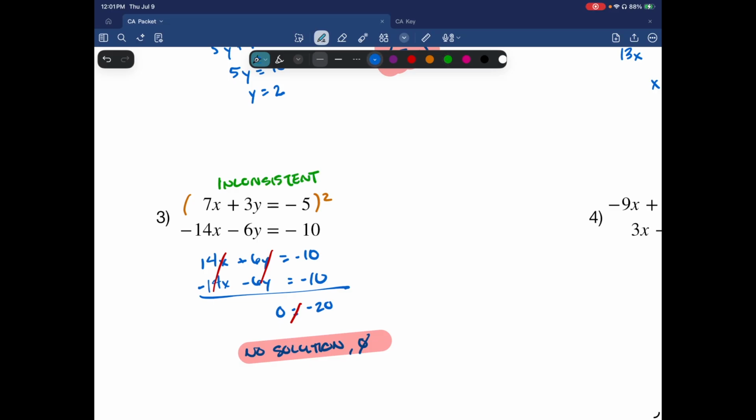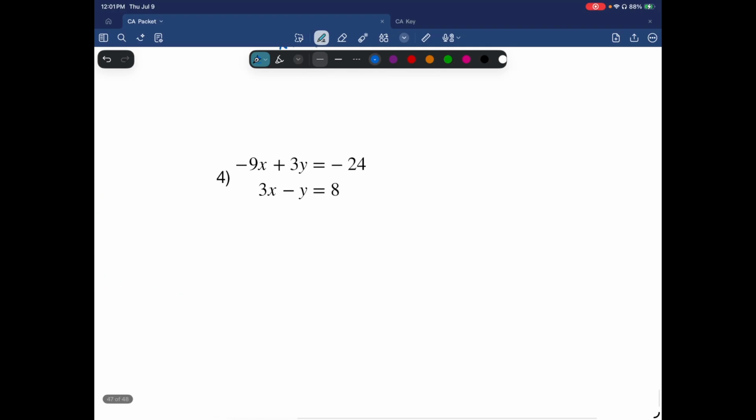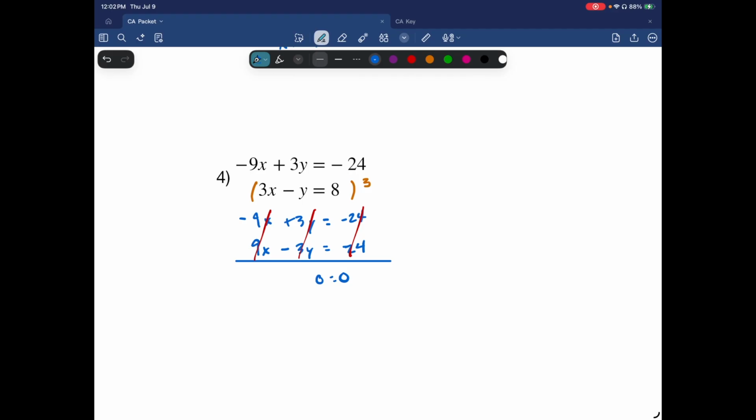Okay. Now, number 4. Let's see. My x's have different signs, my y's have different signs, so I just need to pick one. All right, so let's take the bottom and multiply by 3. So let's say negative 9x plus 3y equals negative 24. The bottom is going to be a positive 9x minus 3y equals positive 24. And when I add, everything is going to fall out. All right, so I get 0 equals 0, which means these are the same line.